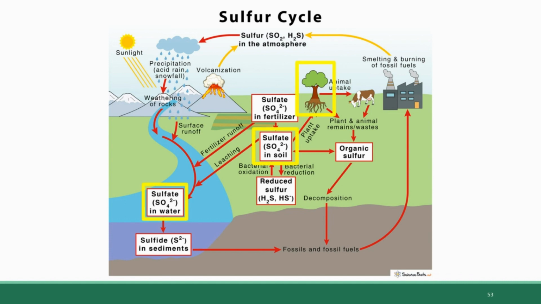Sulfate, remember, sulfate is SO4 with negative charge, in the soil and in the water can be absorbed by plants and microorganisms and incorporated into their biological molecules. And then animals get their sulfur by eating those plants or by eating other animals. So sulfur makes its way up the food chain just like carbon and nitrogen do. And when those organisms die, decomposers in the soil break down their sulfur and release it back into soil and water, which is, of course, a common theme in these biogeochemical cycles.